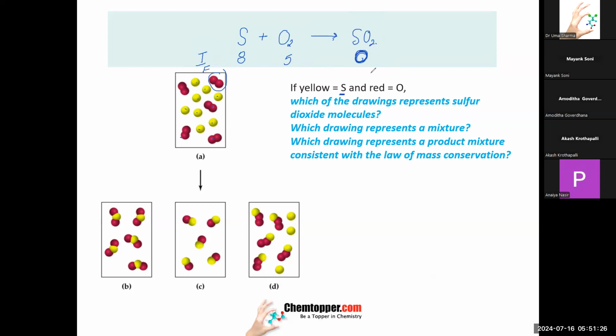Let's complete it here first. Then we'll see the picture. You know, they are reacting 1:1. So 5 oxygen will react with how many sulfurs? 5. So how many are left unreacted? 3. What happens to 5 oxygen? It will become 0. How much SO2 is formed? 5. Which picture is good?